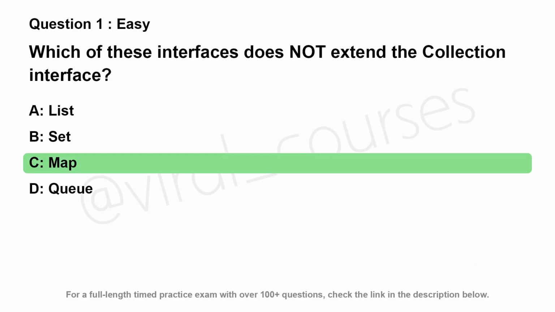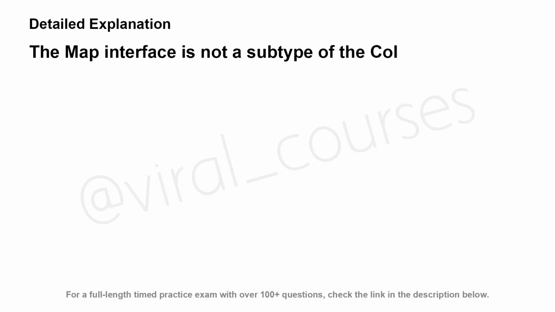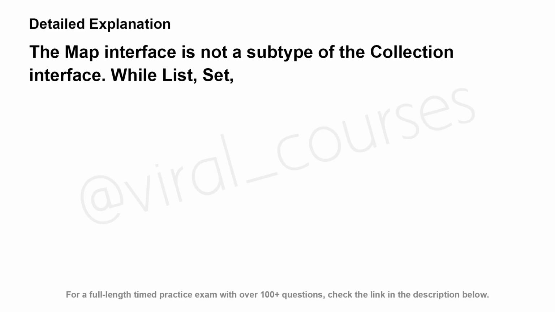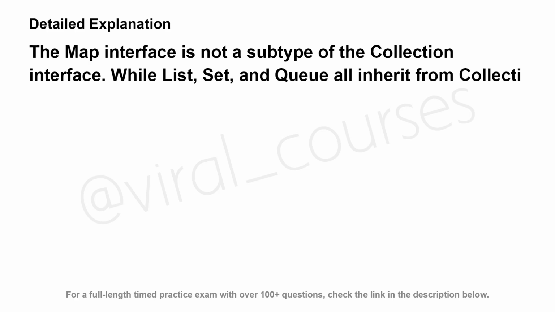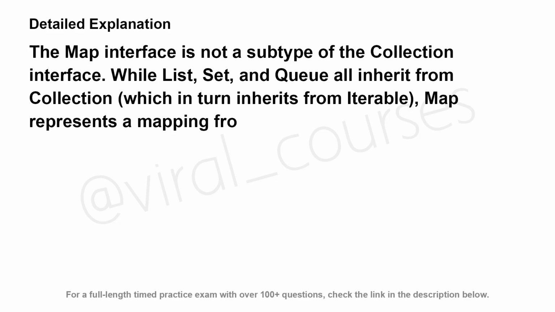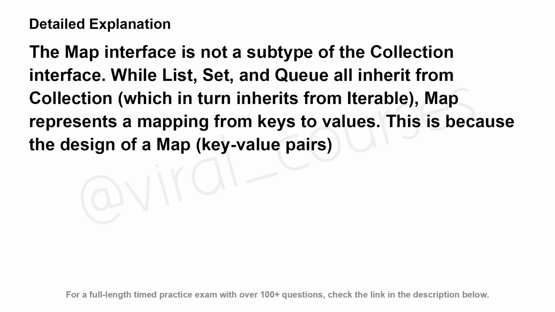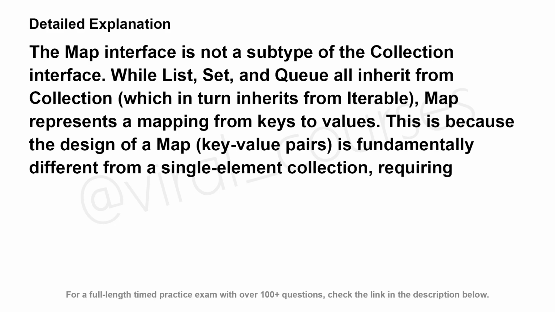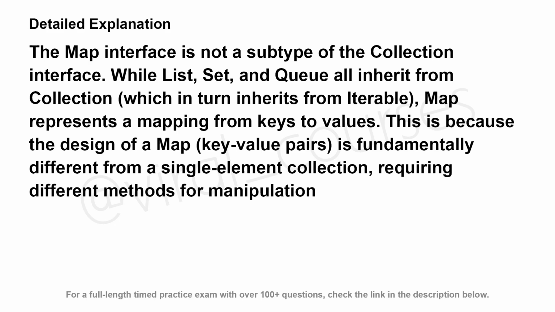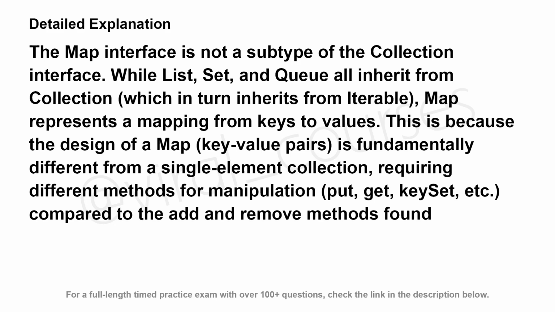The correct answer is C. The map interface is not a subtype of the collection interface. While list, set, and queue all inherit from collection, which in turn inherits from iterable, map represents a mapping from keys to values. This is because the design of a map, key-value pairs, is fundamentally different from a single-element collection, requiring different methods for manipulation, put, get, keySet, etc., compared to the add and remove methods found in the collection interface.